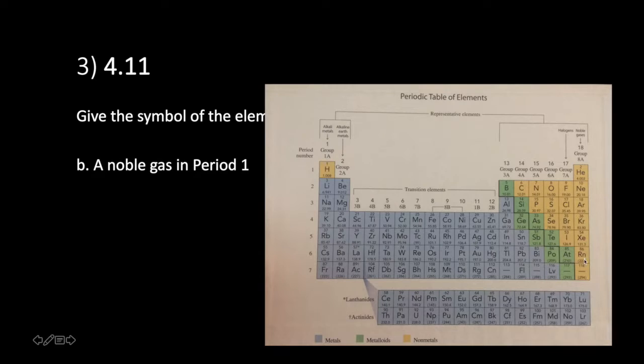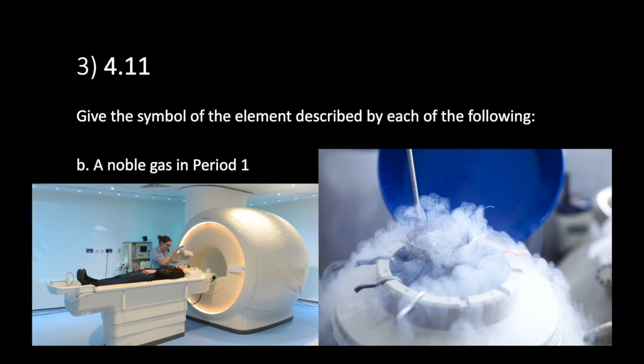So we're looking in this column, or this group, and then we also want period 1. Remember, the period numbers are on this side, they're the rows. So period 1 crosses group 8A at helium. The symbol you'd want to write down here is He, helium, and helium is used in MRI machines in hospitals to keep the magnets cold inside the MRI machine.